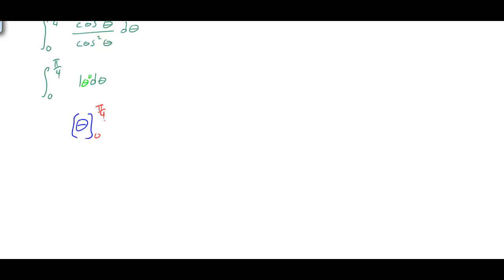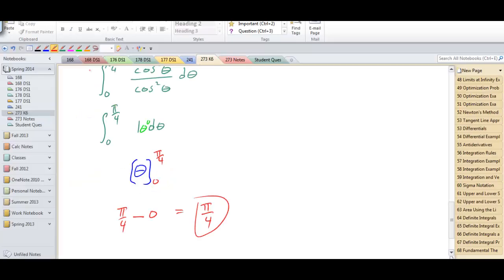And there's no plus c because we have to put in our limits from 0 to pi over 4. So if we plug pi over 4 in for theta, we get pi over 4 minus, plug in 0, pi over 4 minus 0 equals pi over 4. So there's our answer.